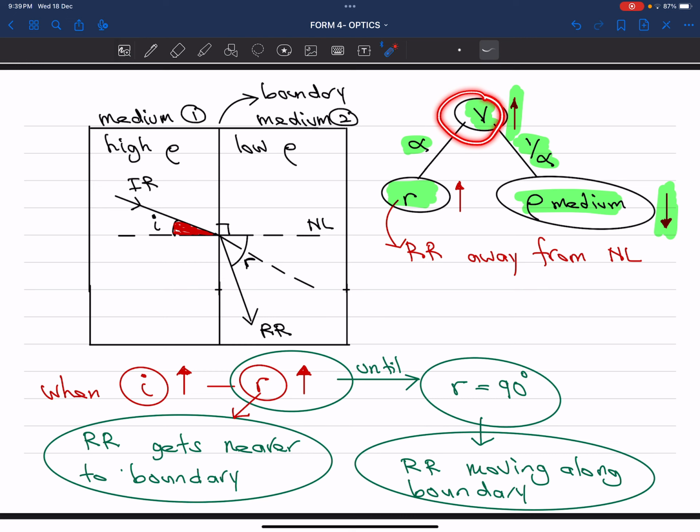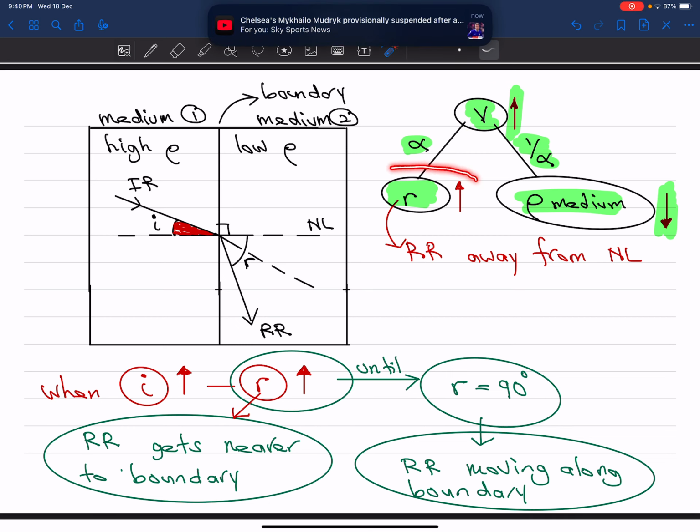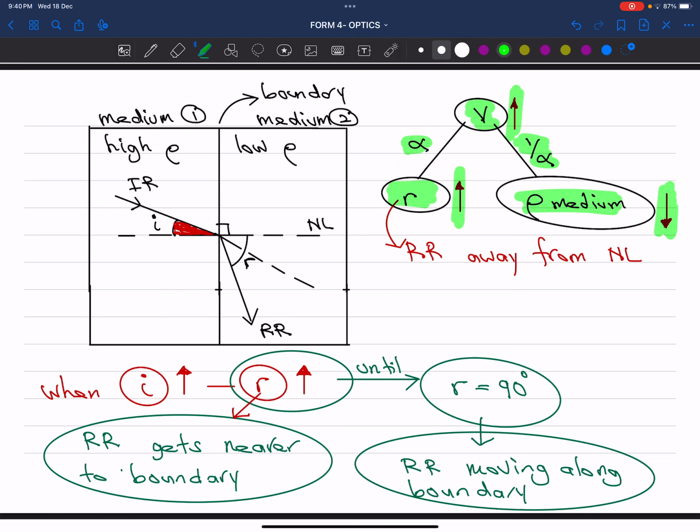And speed is proportional to R. So when the speed of the light ray increases, the angle of refraction R also increases. Because the speed is proportional to R, so when the speed increases, R increases. Angle of refraction increases, which means the refracted ray is away from the normal line.